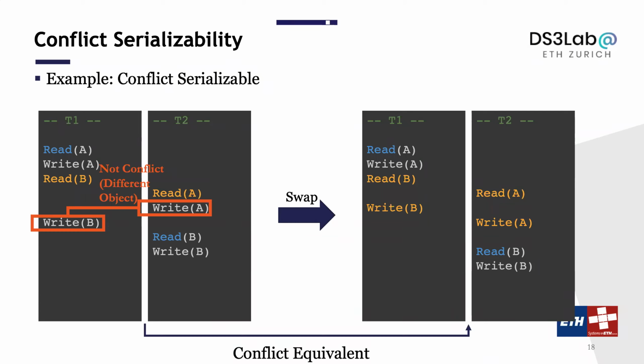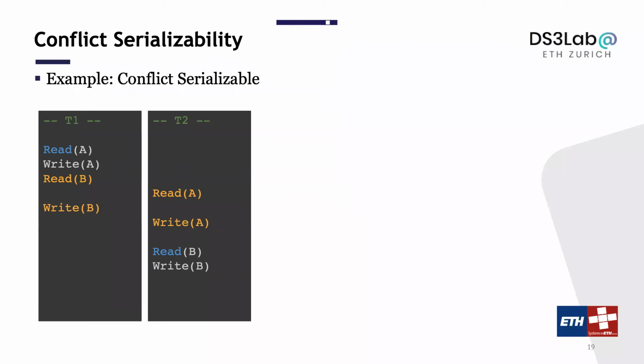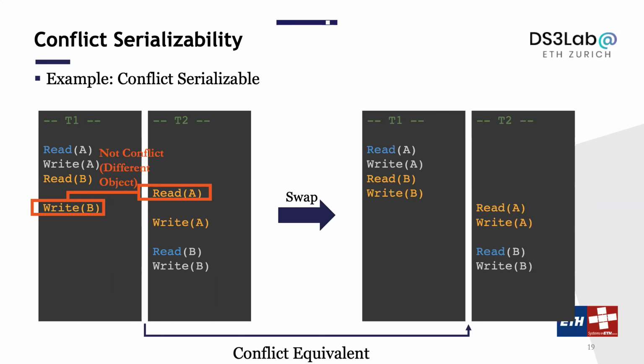You can get another schedule, right? So these two are kind of conflict equivalent. You can keep doing this. For example, you can find this pair: write B and read A, there's no conflict. You can swap them and you get something like this. So these two are conflict equivalent.